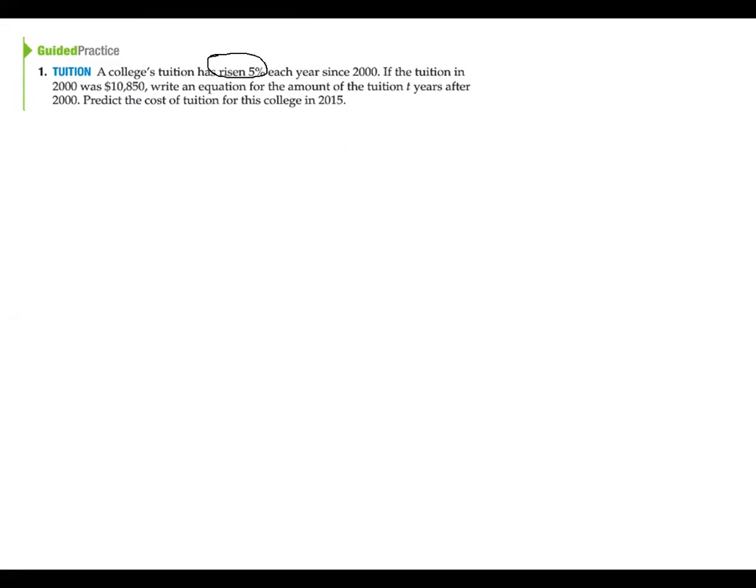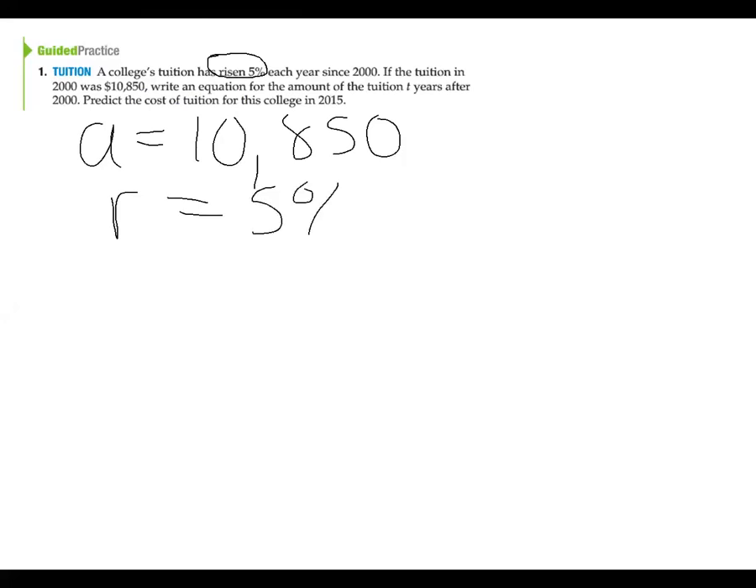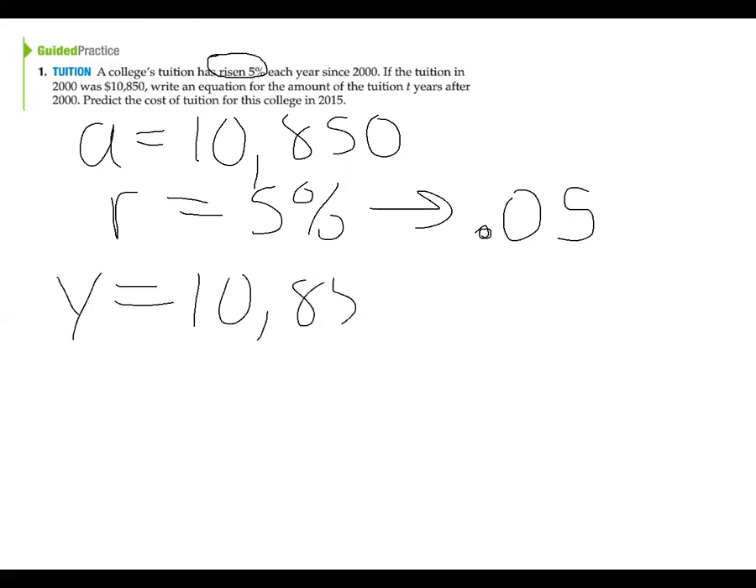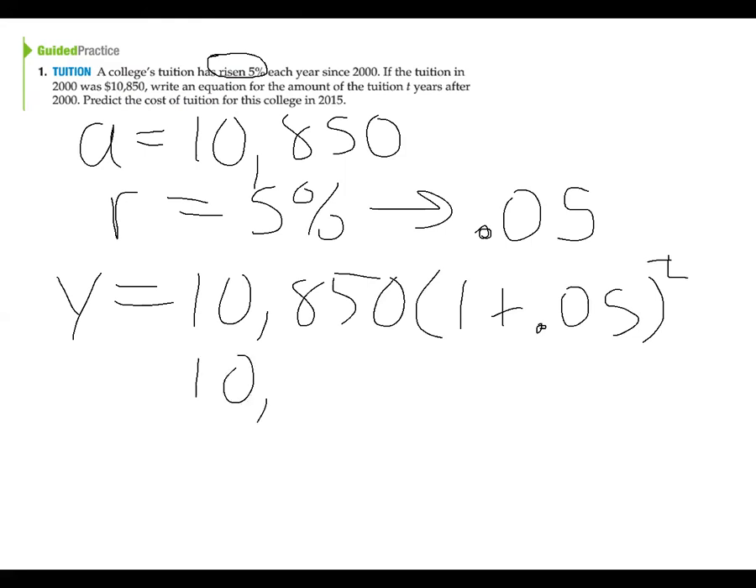So a is $10,850. r is 5%, but as a decimal, it's 0.05. So y equals 10,850 times 1 plus 0.05 to the t. That simplifies to 10,850 times 1.05 to the t.